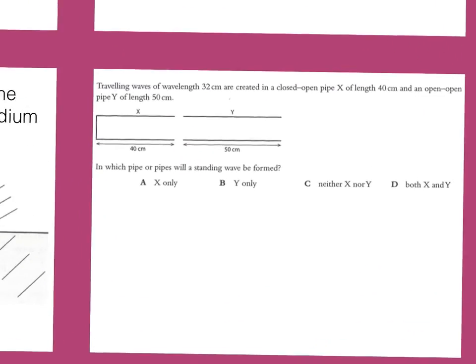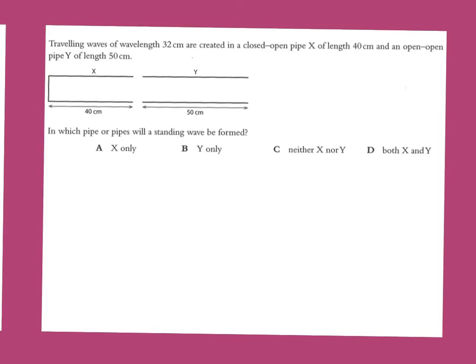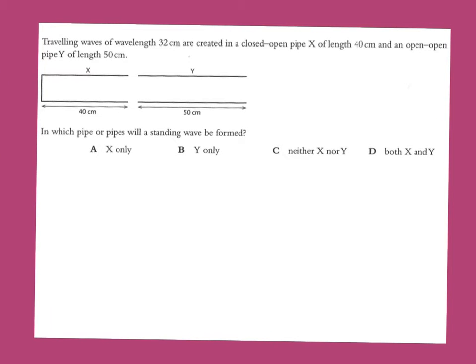All right, let's go ahead and look at something with a pipe, because we can. All right, traveling waves of wavelength 32 centimeters are created in a closed-open pipe X, okay, so right here, of length 40 centimeters, and an open pipe of length 50 centimeters. In which pipe or pipes will a standing wave be formed?